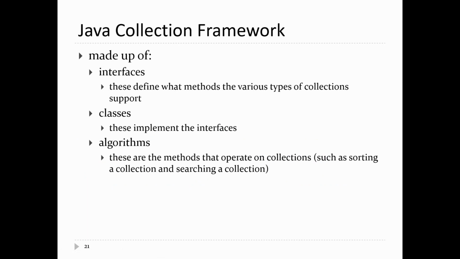Okay, so these things, the lists, the sets, and the maps that we've been looking at, these are all part of what Java calls the Java Collections Framework. So this framework is made up of a bunch of interfaces, namely Collection, Set, List, Map, and a bunch of others. The interfaces define what methods the various types of collections support. Then it's got a bunch of classes, so things like ArrayList, or TreeSet, or HashMap. So the classes implement the interfaces.